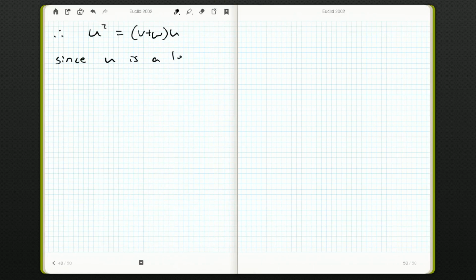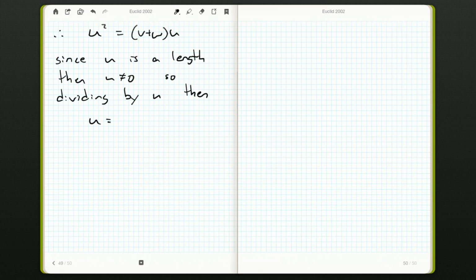And since U is a length, then we know that U will not be 0. So if we divide by U, then we get, well, U squared divided by U is just U. And if we divide by U on this side, we're just left with V plus W. And that's exactly what we wanted.